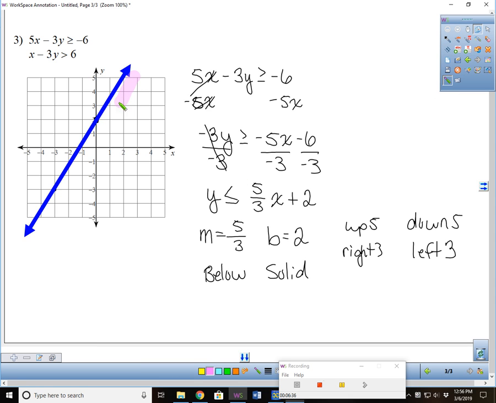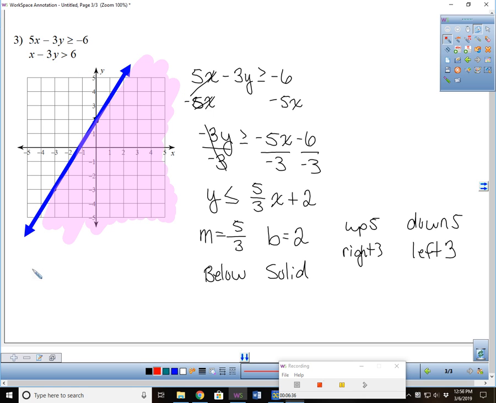Now remember, on these ones where you're going to do double shading, you want to shade pretty light. That way, when you have your double shaded region, you can make it darker. All right, there's that one.